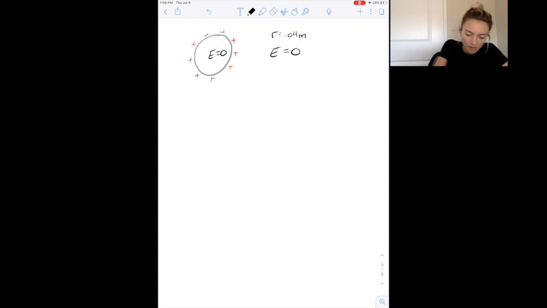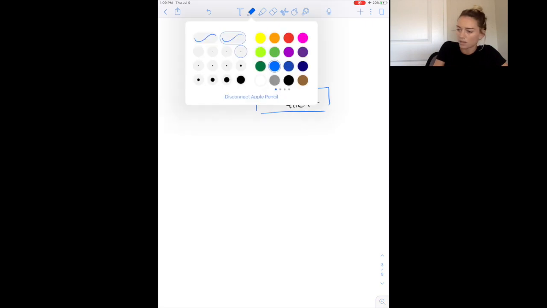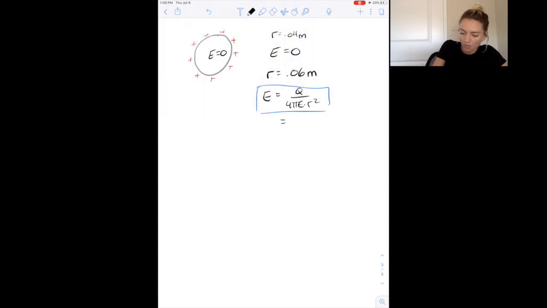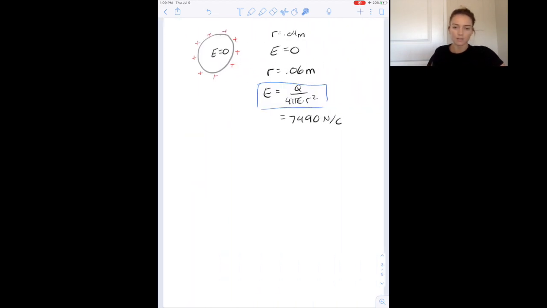Now, when we're outside, so at r equal to 6 centimeters, it's going to look exactly the same, right? Because the electric field is still going to be the total charge divided by 4 pi epsilon naught r squared, because outside the conductor it just looks like a point charge with the total charge Q on it. So this part will be the same from our previous problem. So this, we said, was just equal to 7,490 newtons per coulomb. So this is the same as in our previous part, and then inside the sphere now it's 0 because it's a conductor.